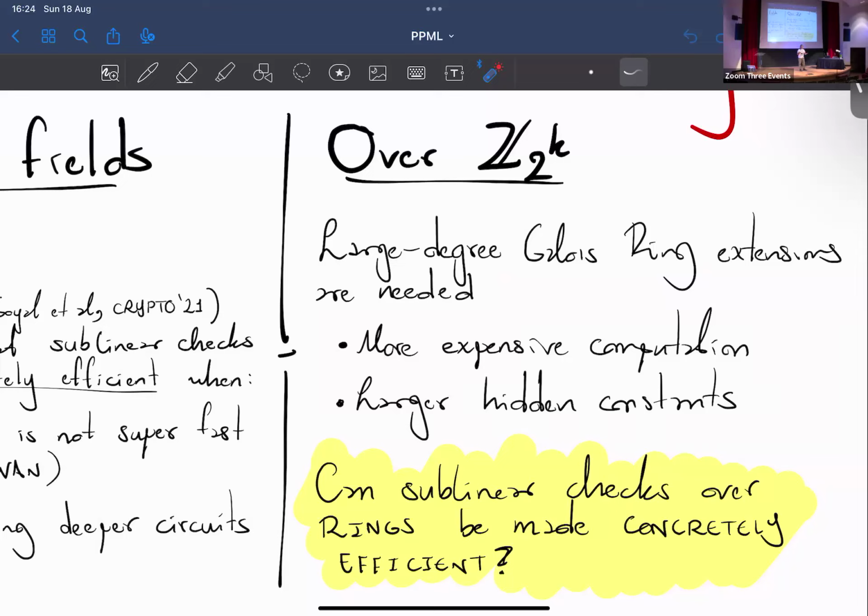So rings are supposed to be useful because they are much more amenable to comparisons and other types of primitives. But when you have these extensions, they're actually very, very bad in terms of computation. And the hidden constants are even larger than the field case. And there was a huge lack of experimentation on whether this actually can be the same cost as passive.